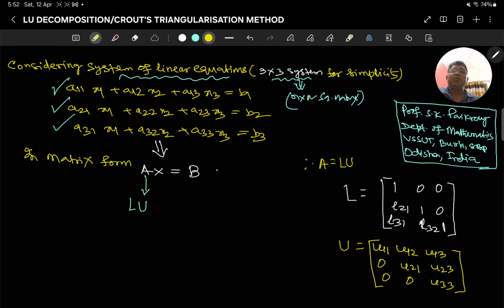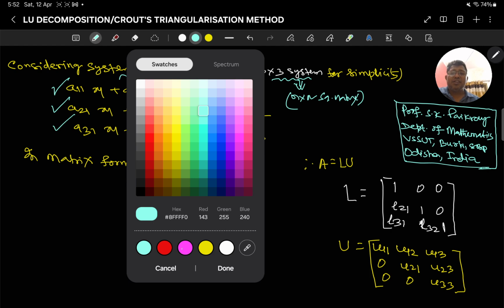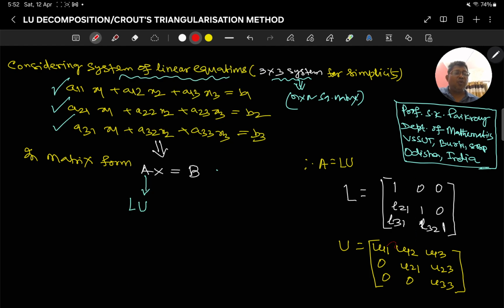And also in a few cases we may write 1 in the diagonal places of U, and accordingly we fill L11, L22, L33 here. In any way you can choose L into U. I choose like this. Now here A is replaced by LU, then LUx is equal to b.